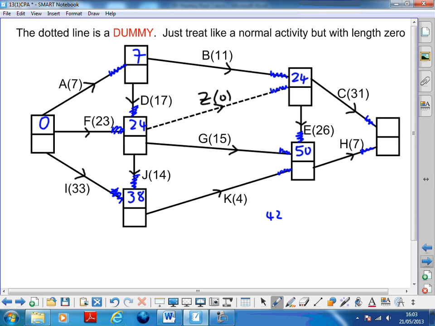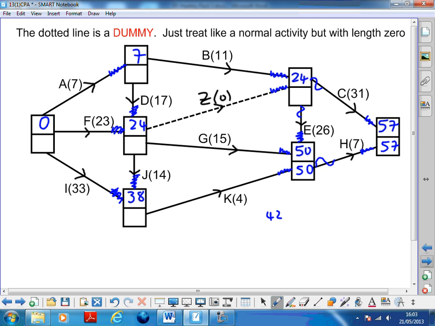Okay, last one. Two things feeding in. 24 plus 31, which is 55, or 50 plus 7, which is 57. The biggest one is 57. Okay, backward pass, 57. Right, I've got one thing going out here, so that's easy, 57 minus 7 is 50. I've got two things coming out of this one. So 57 minus 31 is 26.